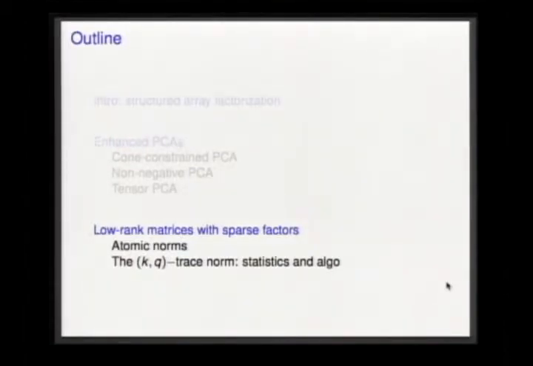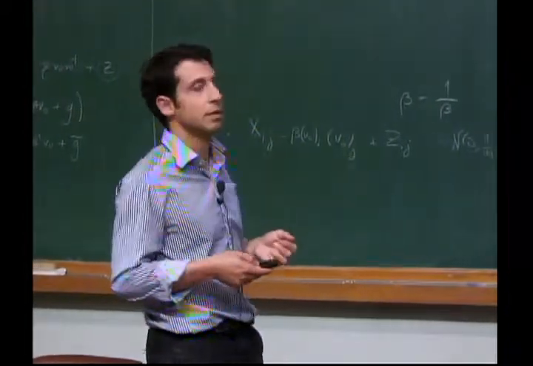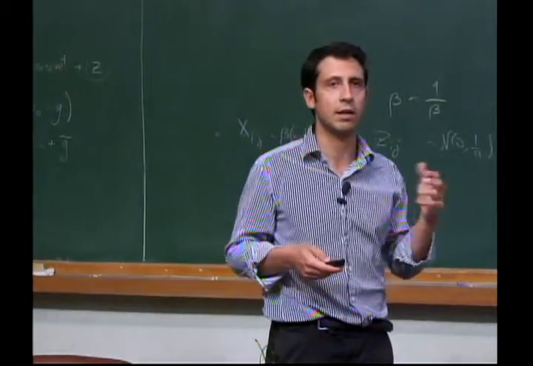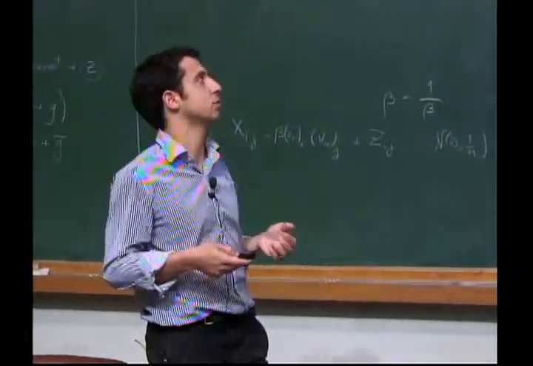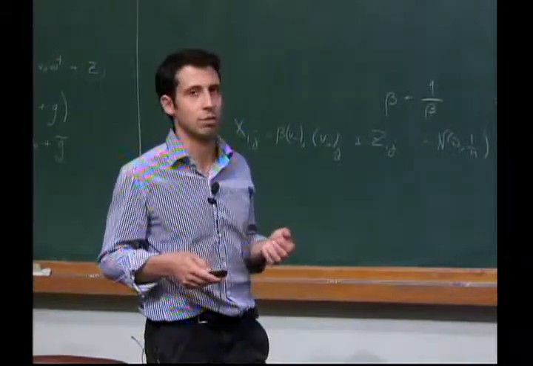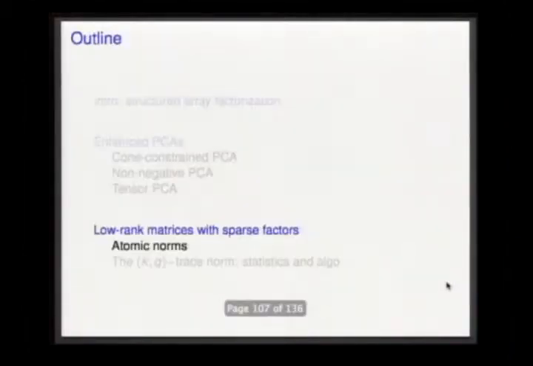And the next generalization I'm going to talk about is when the rank of the unknown gets larger than 1. We are not going to give exactly the same kind of guarantees and look at the problem in the same way, but again, we are interested in statistical thresholds and also to see what we can do computationally. So this part is joint work with my colleagues in France, Guillaume Obozinski and Jean-Philippe Vert.